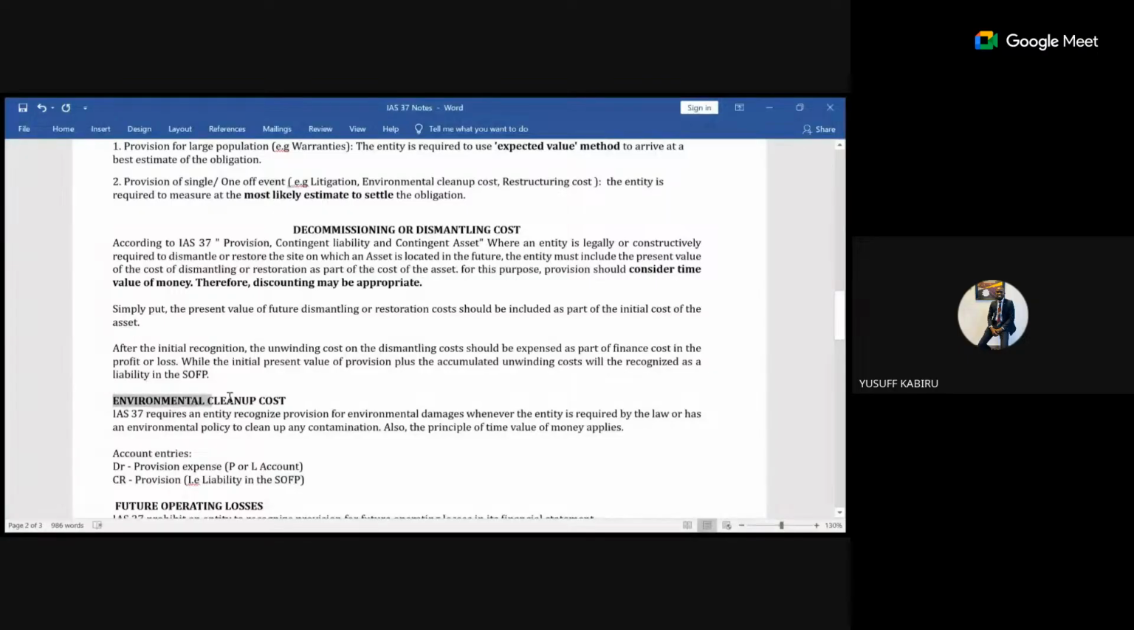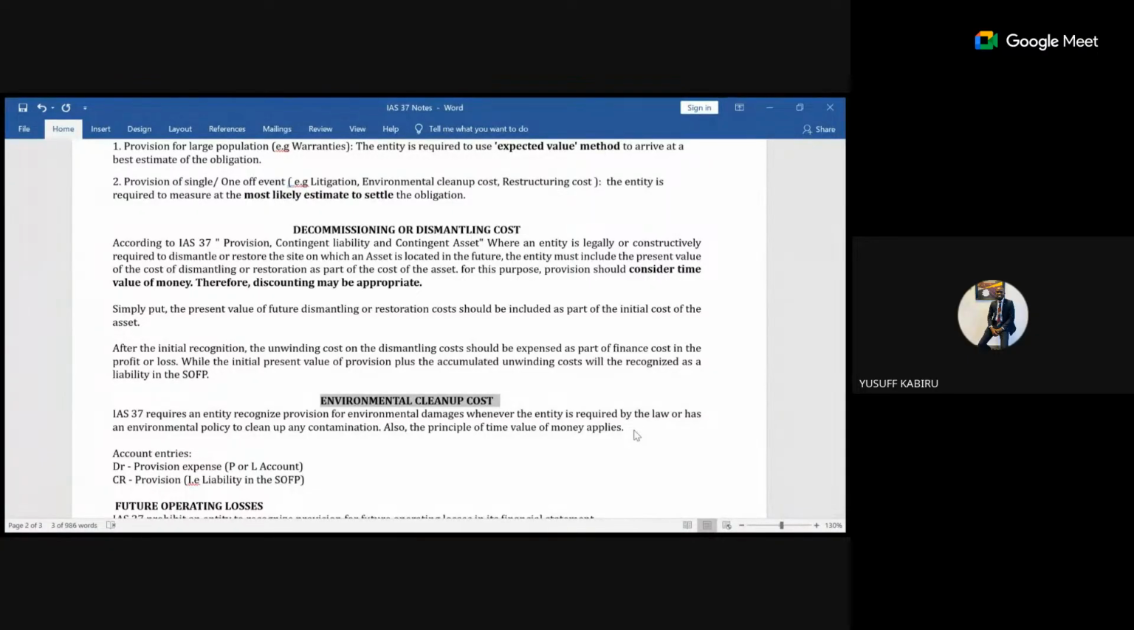So now we are moving to environmental cleanup cost. So what is environmental cleanup cost? Just like I said before, it is a cost that you incur in the future as a result of law or environmental policy to clean up any contamination. Also, the principle of time value of money applies because you are going to incur it in the future, probably maybe next year.